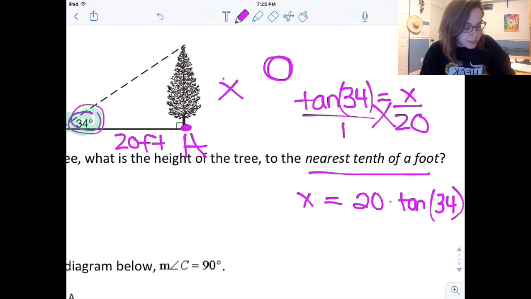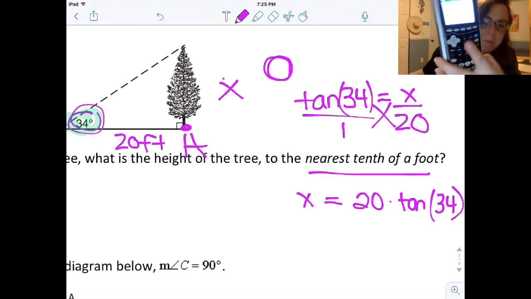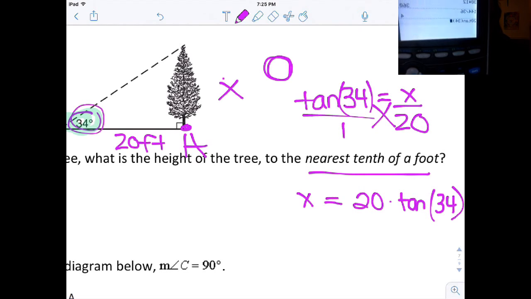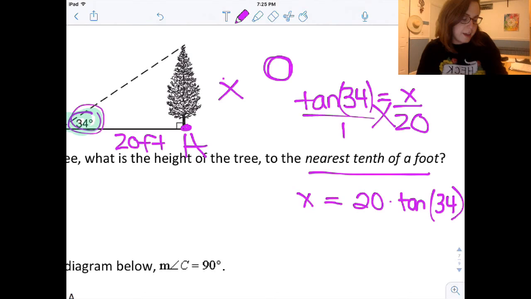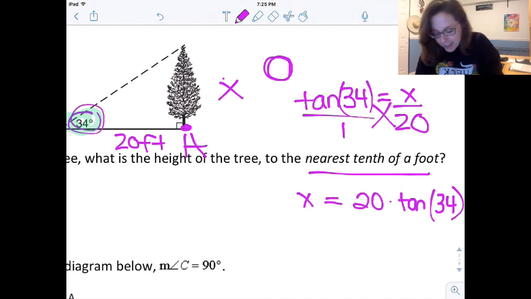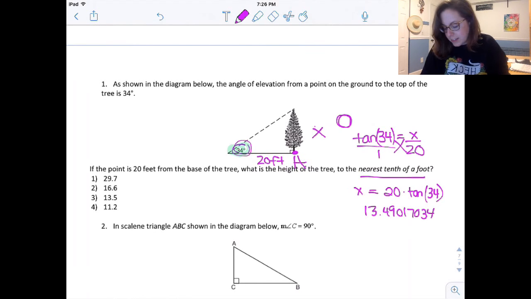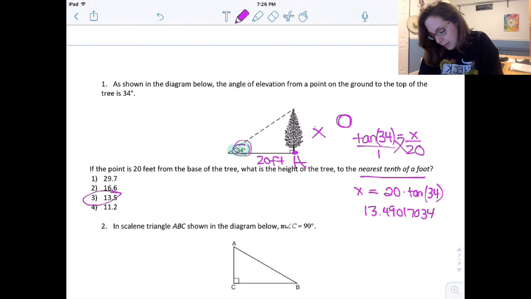So on my calculator, I'm going to type in 20 tan 34, just like I wrote it. I'm going to hit enter, and that comes out to be 13.4901734. So to the nearest tenth of a foot, that is 13.5.